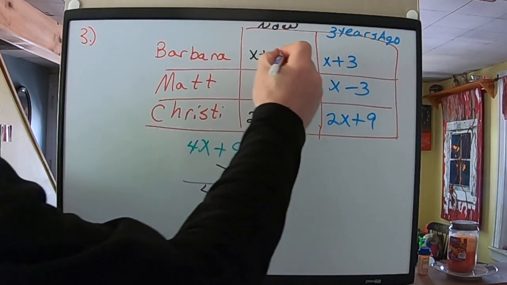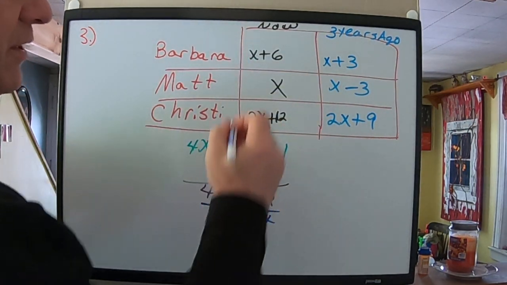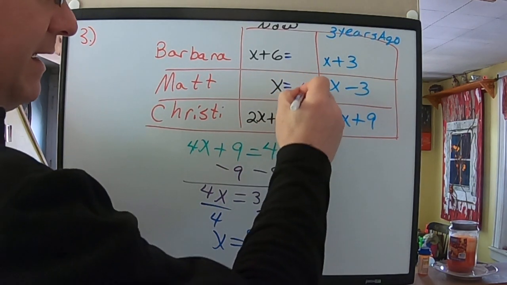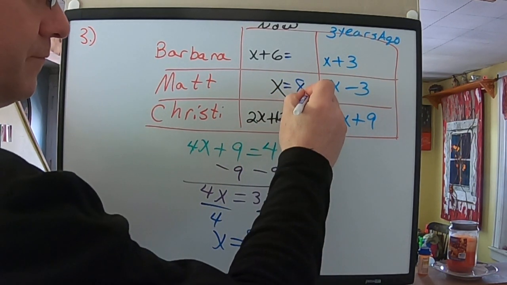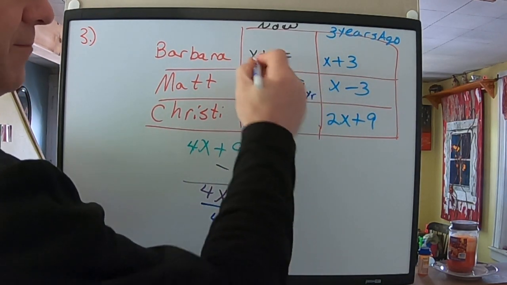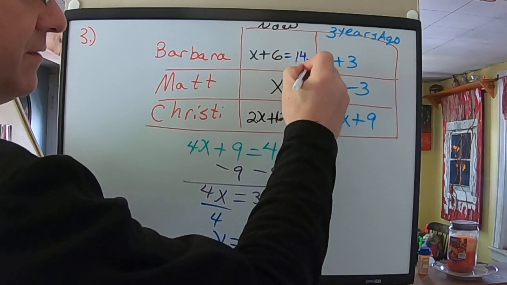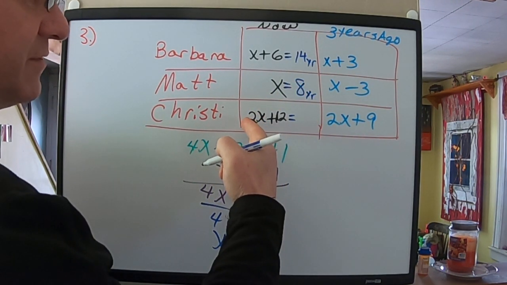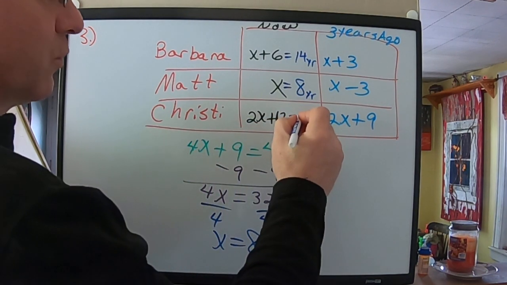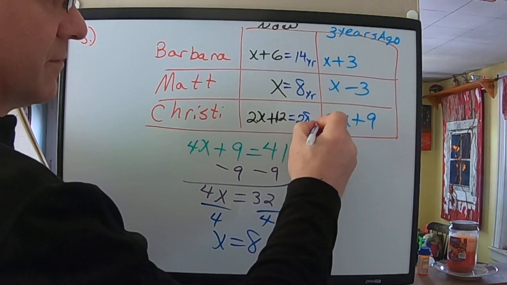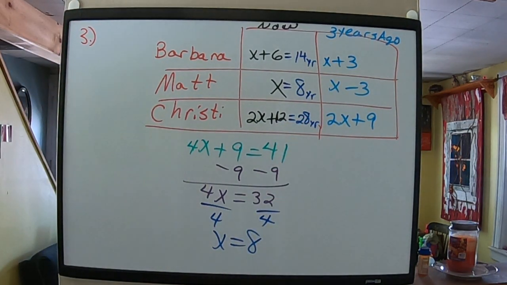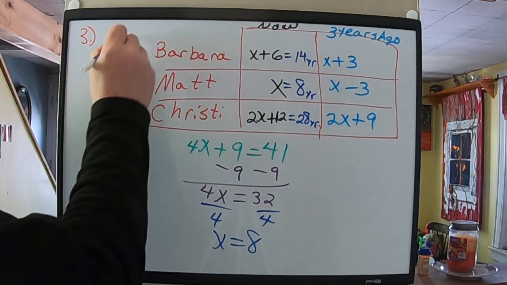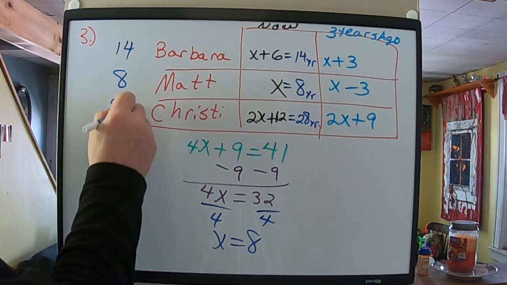So I can put it in here or out here. This time let's try putting it in here. If x is 8, then 8 plus 6 would be 14, and twice that, or 8 times 2 is 16 plus 12, 28. And those are their 3 ages. Can you see why, unless you had a really big opening here, it's easier to put the 14, 8, and 28 out here?